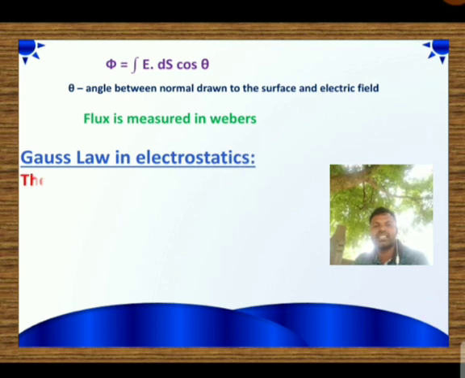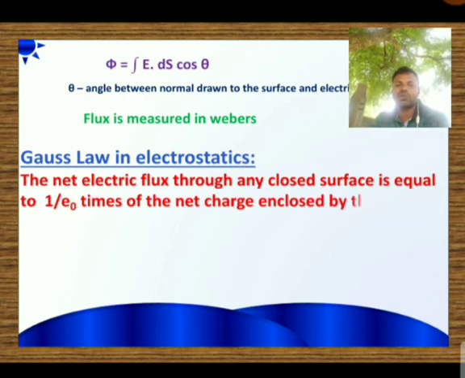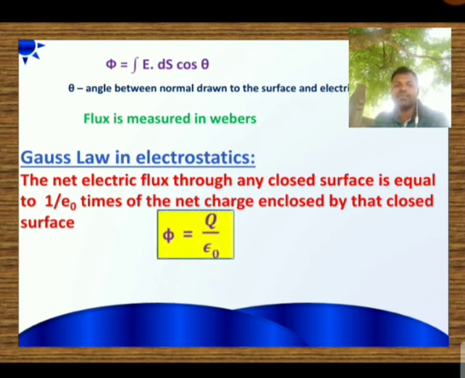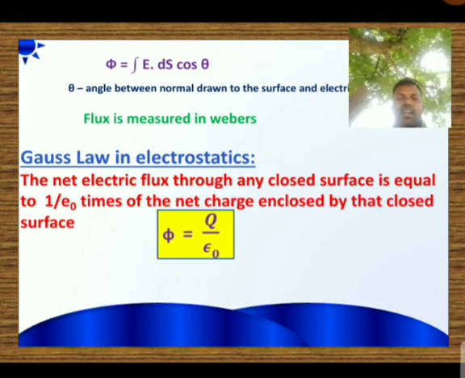Next is Gauss law. What is Gauss law? The net electric flux through any closed surface is equal to 1 by epsilon naught times the net charge enclosed by the surface. In the earlier example, I said from one area 4 lines were passing, in another area 5 lines. In that way, the total net flux through any closed surface is equal to 1 by epsilon naught times the charge enclosed by it.